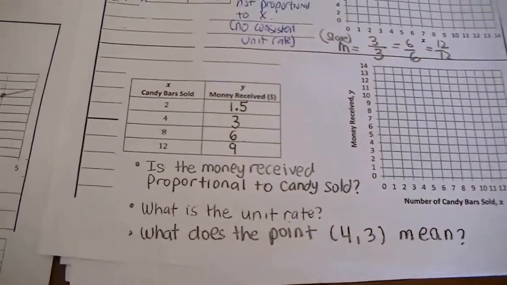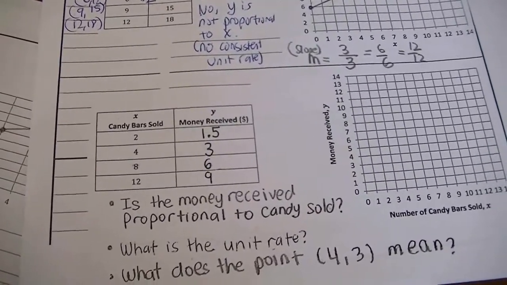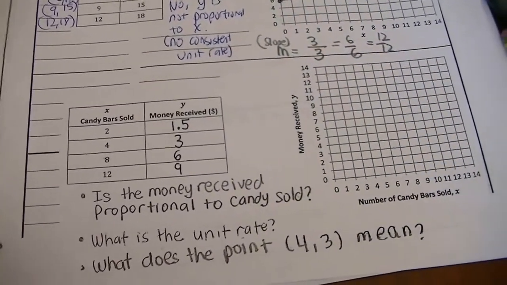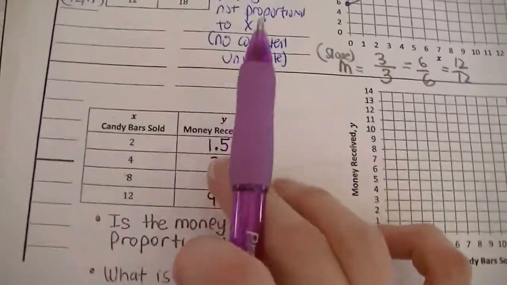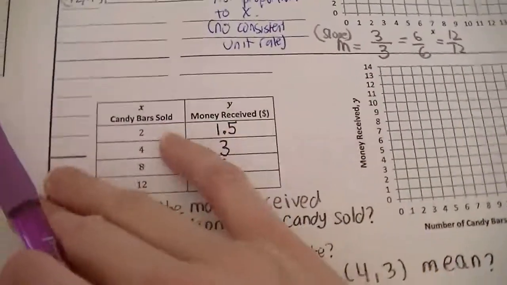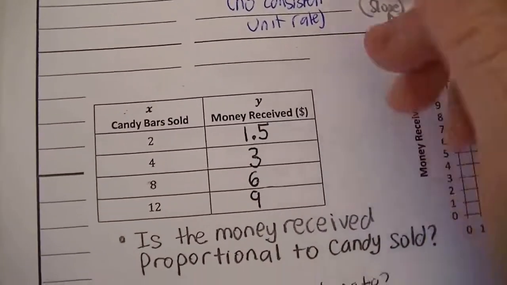All right, this next table. Go ahead right now, you should pause the video and determine if the money received is proportional to the candy sold. You can use the table to help you, and then plot those points, okay? So y divided by x to find the unit rate.